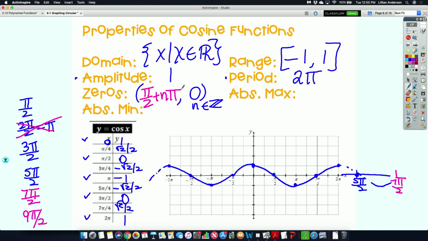Absolute max and min, what are they? Max is 1, min is -1. And these are your properties for cosine. Again, amplitude, period. Definitely your x-intercepts, or your zeros, are going to change depending on what happens to the graph itself. Questions?